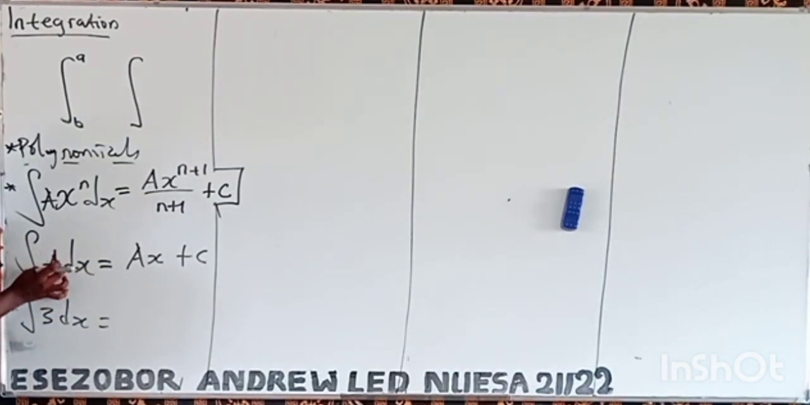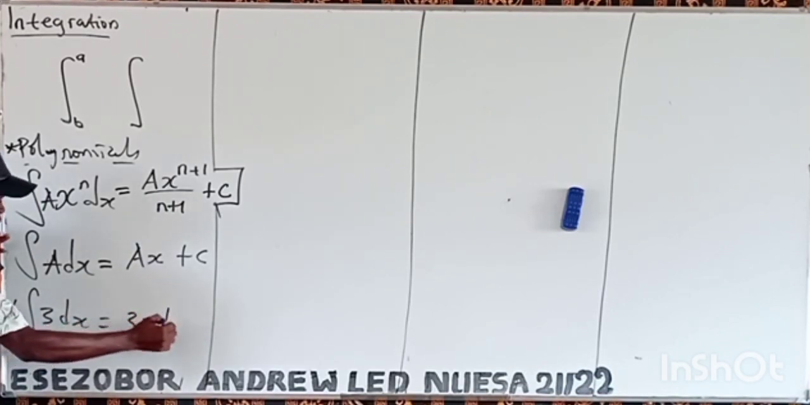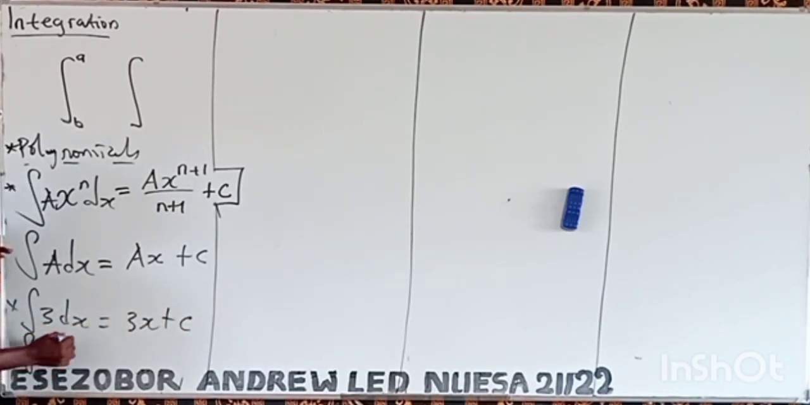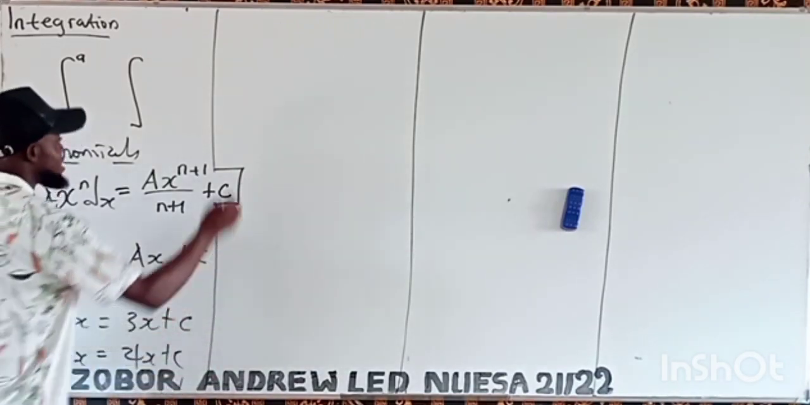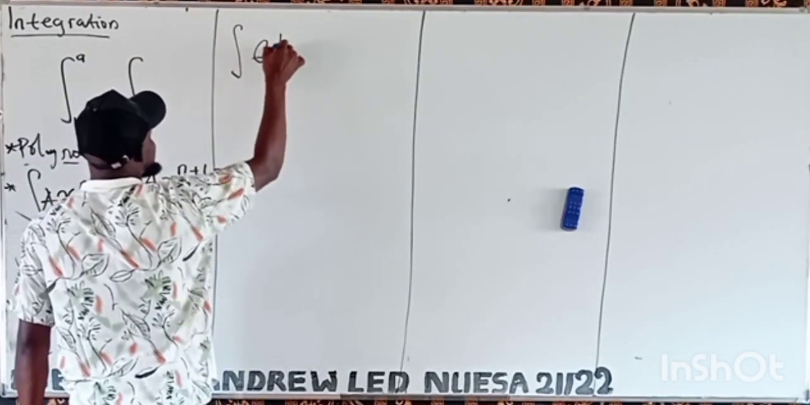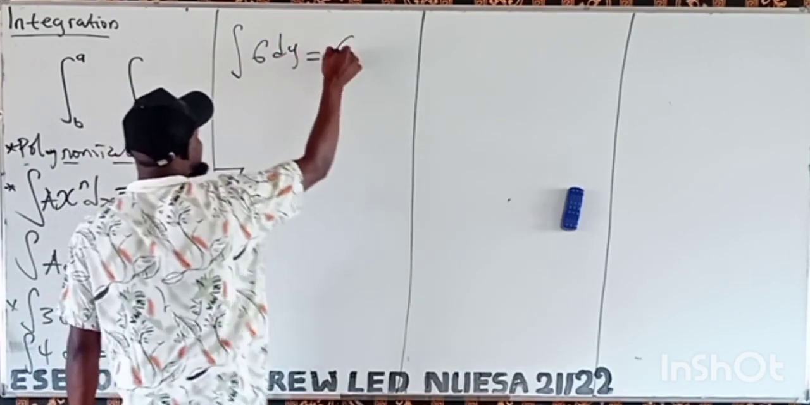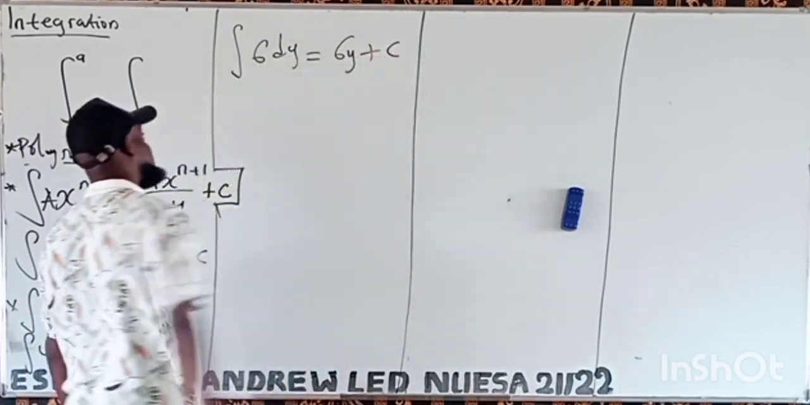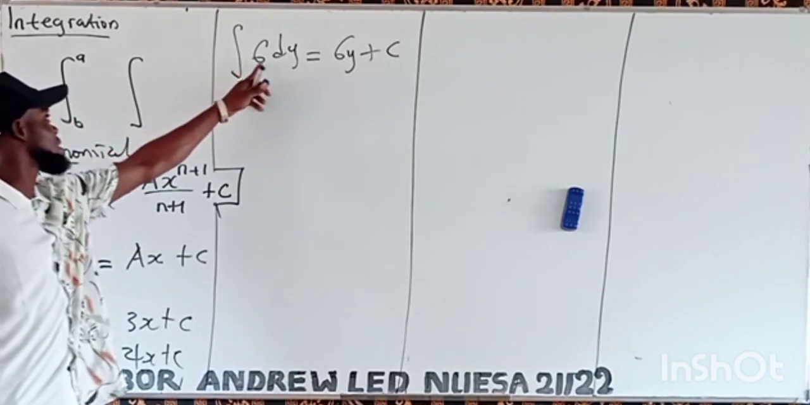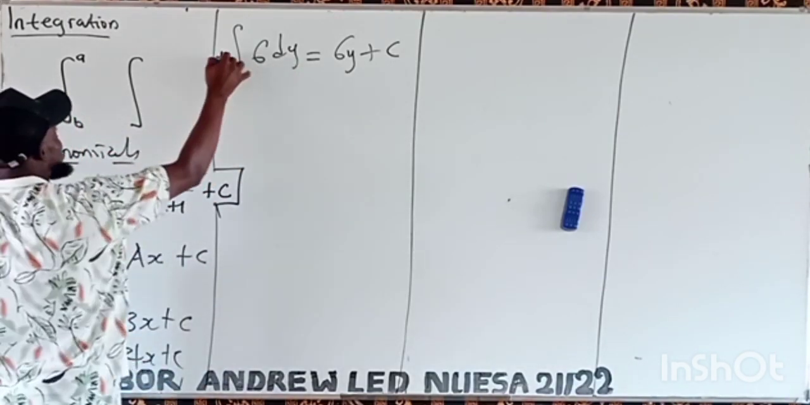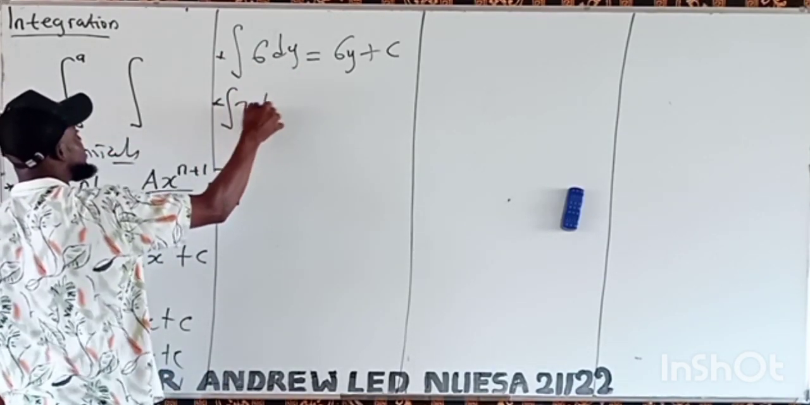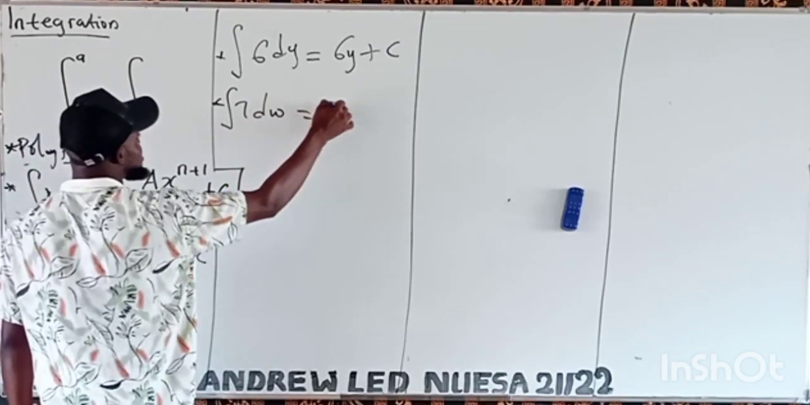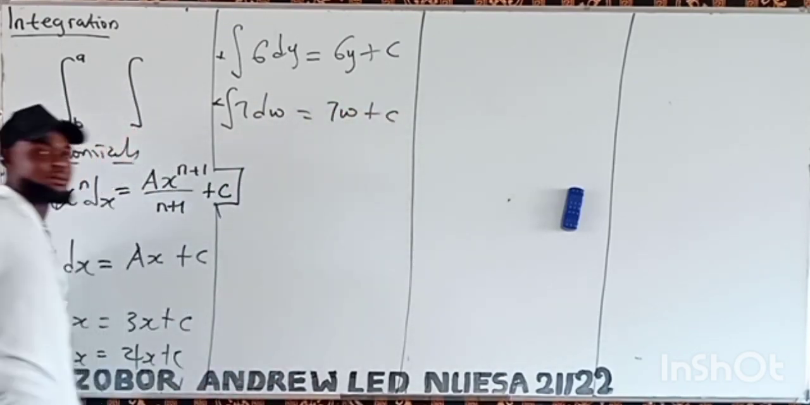Now we create a constant. Let's say 3. There's no s here. We're going to have 3 times s, 3s plus c. Let's integrate 4 dx. What will this be? That will be 4x plus c. If I say integrate 6 dy, with respect to y, that will be 6y plus c. That's what I'm trying to say. If I say integrate 7 dw, that will be 7 times w, 7w plus c. That's what I'm trying to say.